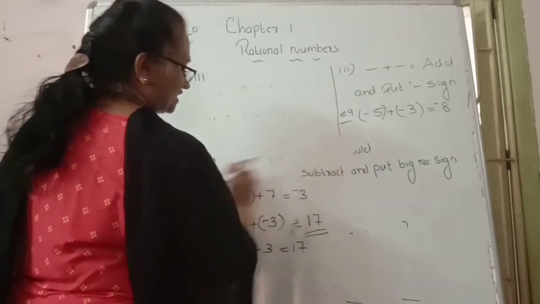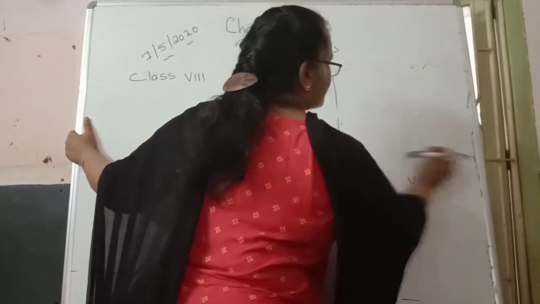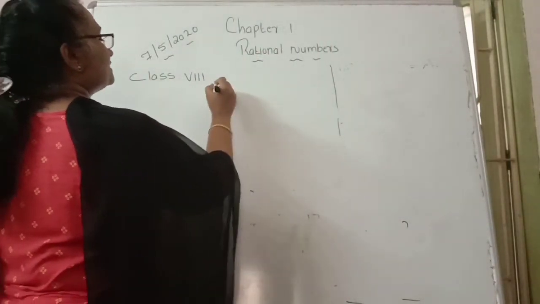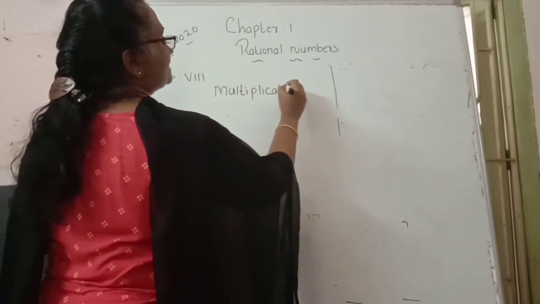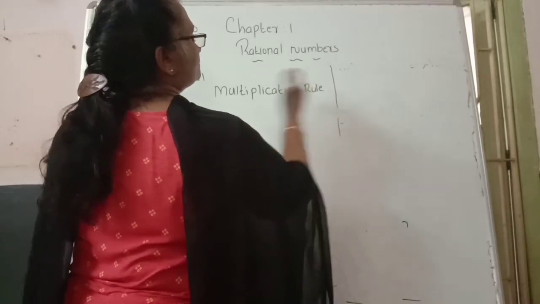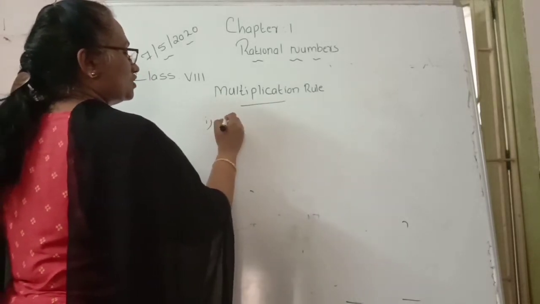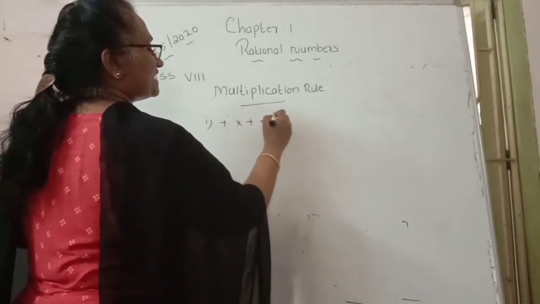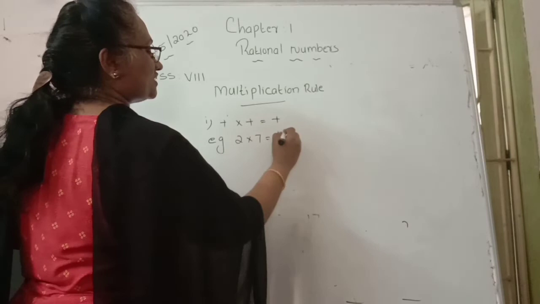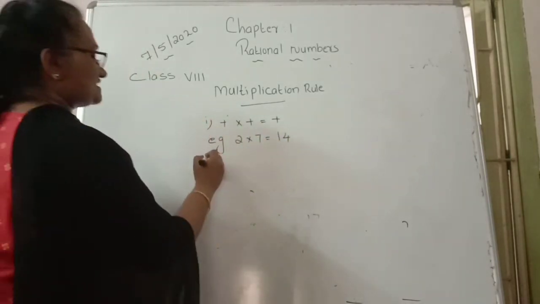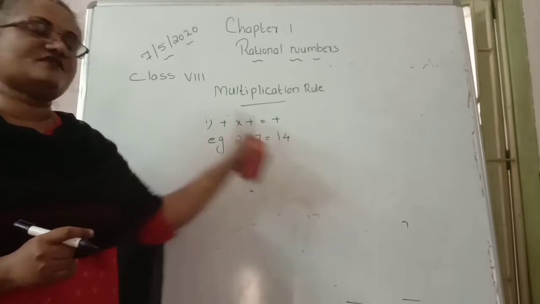Then next I'm going to tell about the multiplication rule. The multiplication rule says that the first rule: when two positive numbers are multiplied we get a positive answer. Example, 2 into 7 is equal to 14. Then 2 and 7 both are multiplied and we get a positive answer.